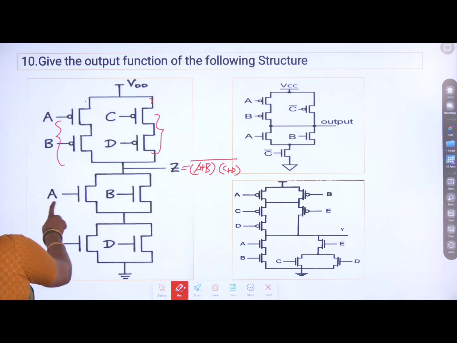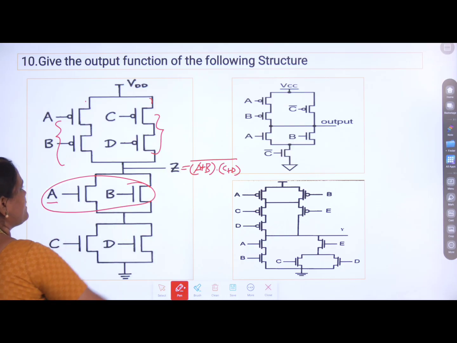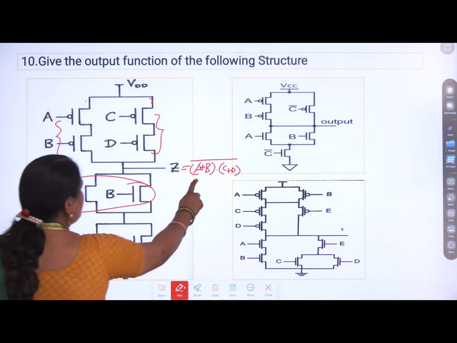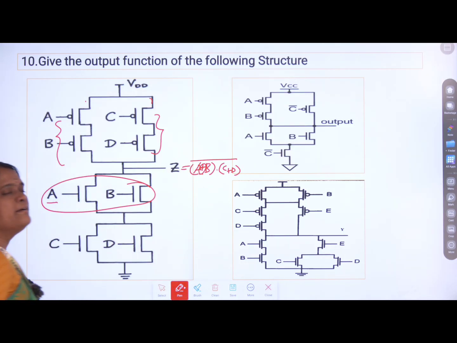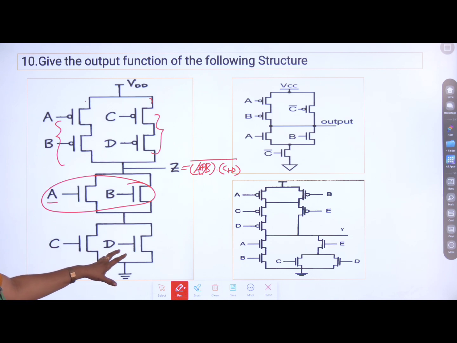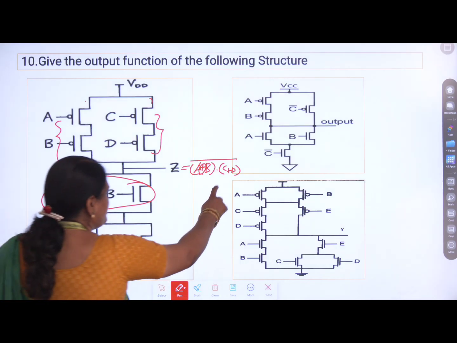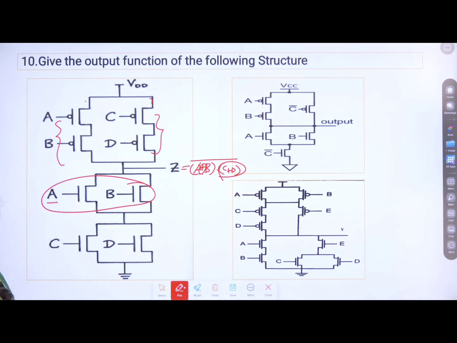So here A and B are connected in parallel. Of course, for parallel connection, the plus operation should exist. Next, C and D are connected in parallel, so it is nothing but C plus D, but these structures are connected in series. So the output is nothing but (A plus B) dot (C plus D), the whole.